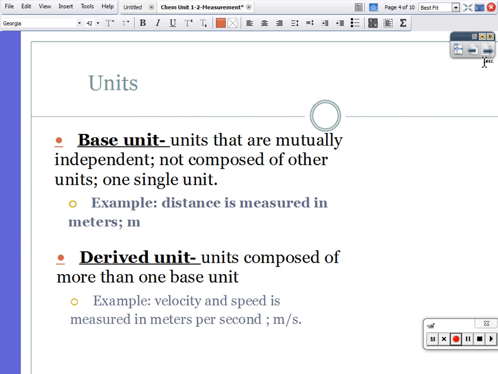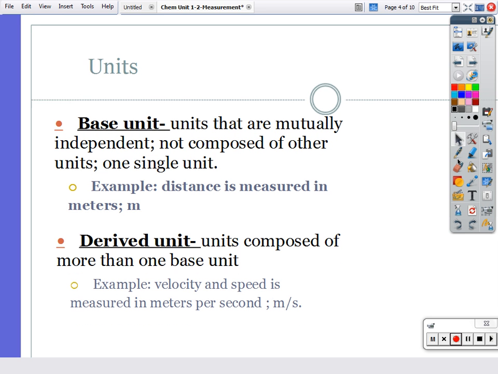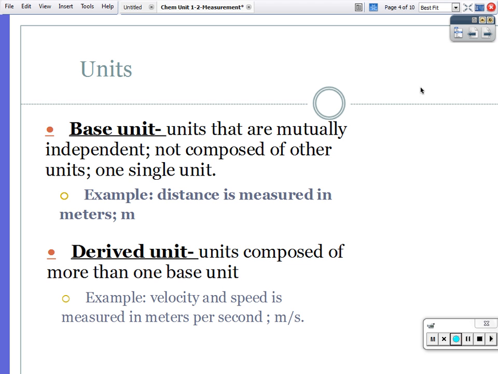Alright, so there's two types of units, okay, and the units are going to be either what we call base units, and base units are units that are independent. In other words, one single unit. So an example of a base unit here would be distance. Distance is measured with just one unit, meters.